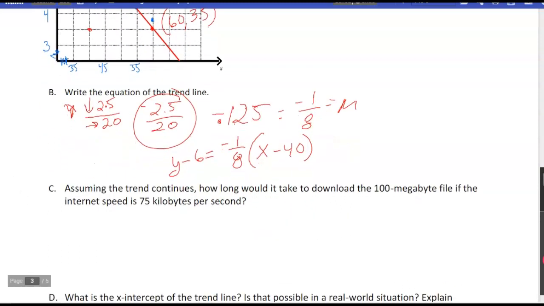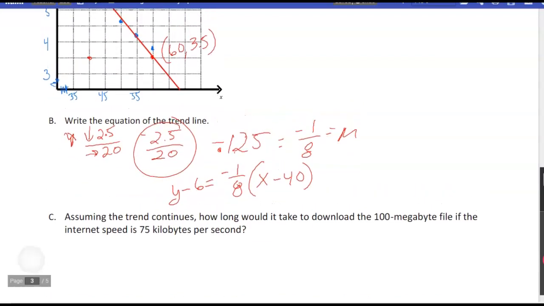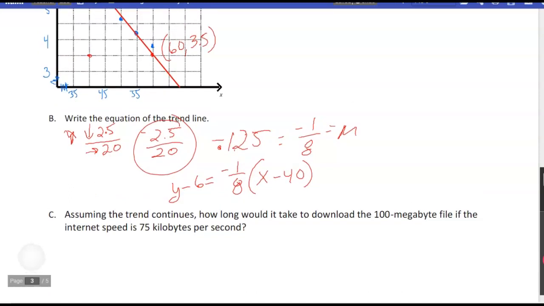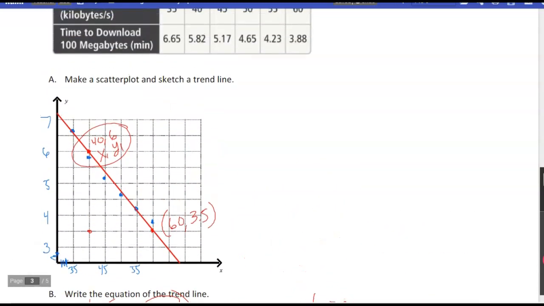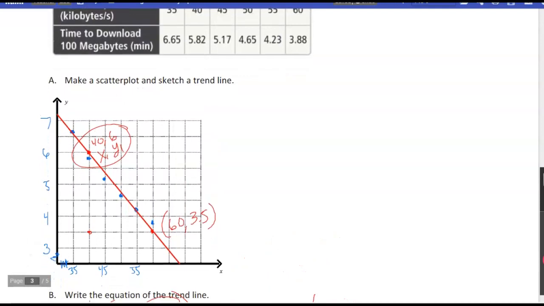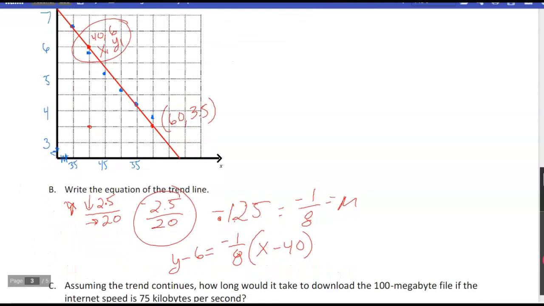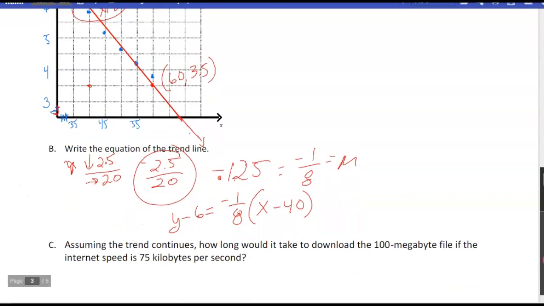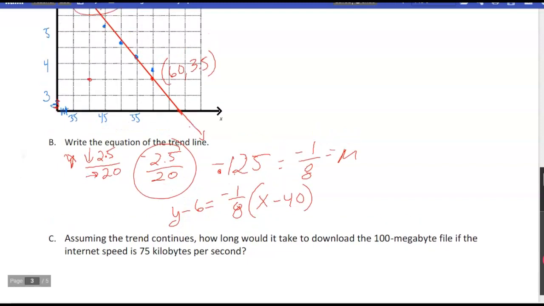So then they ask you a follow-up question. It says, how long would it take to download the 100 megabyte file if the internet speed is 75 kilobytes per second? So how long would it take it to download? And what you'll see is that this actually goes off the chart. But remember, we had these broken lines here. So it doesn't go off the chart. You don't have a negative number. It's just we really made the graph specific.